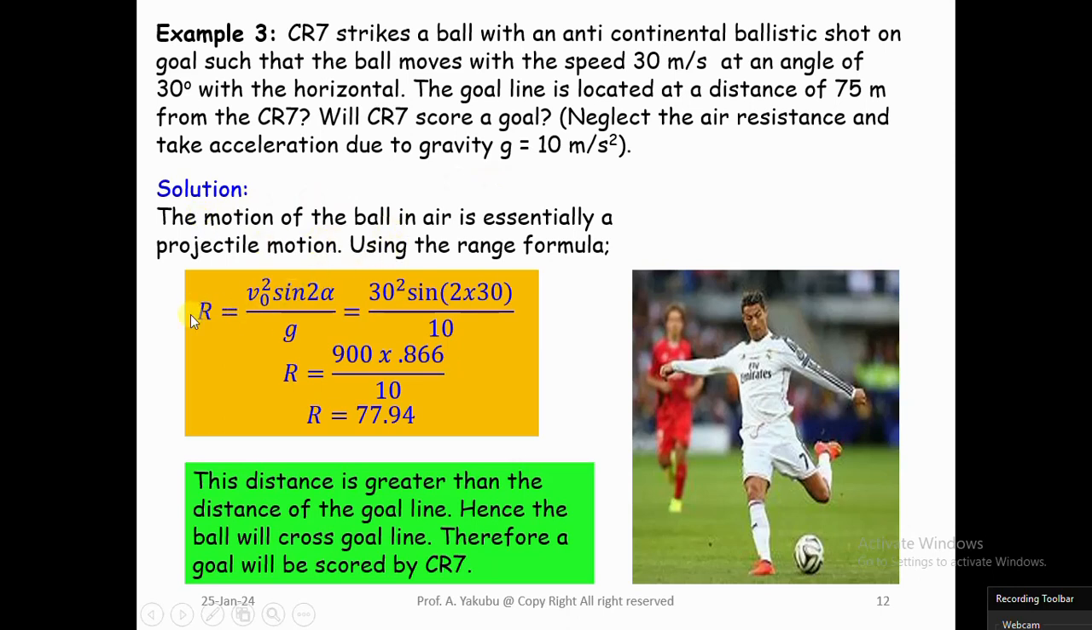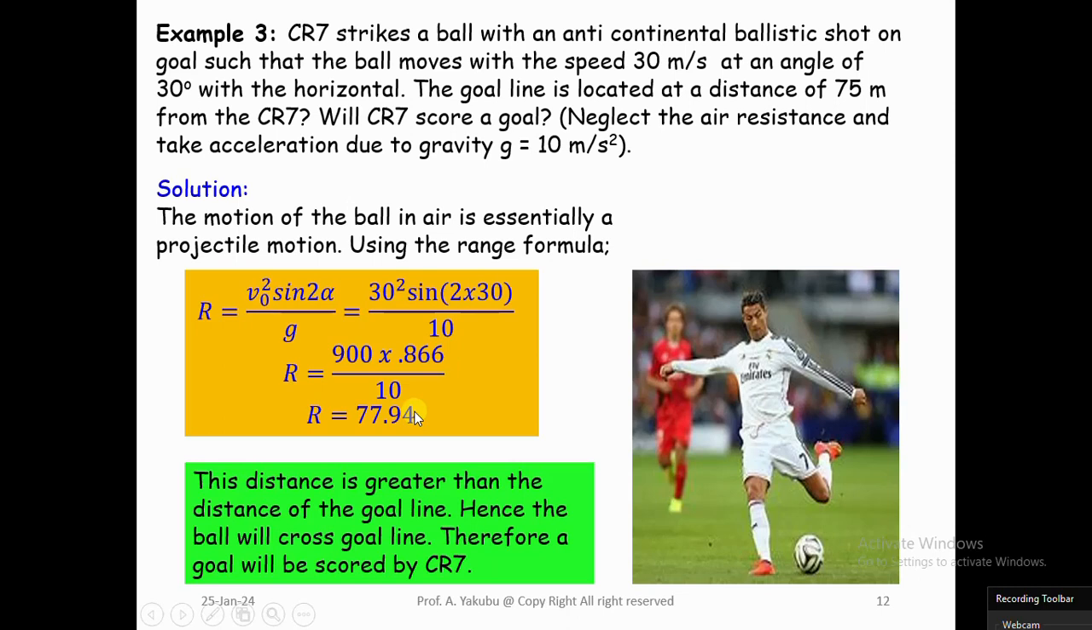Solution. First of all, we need to calculate the range of the shot that was struck by Cristiano Ronaldo. Put in all the values. Remember, the velocity is given as 30 meters per second. The angle is also given, 30 degrees. Then you solve out the whole thing, and you end up having a range of 77.94 meters. If the shot taken by Ronaldo will land at 77.94 meters, the question is, will he score a goal with this shot?